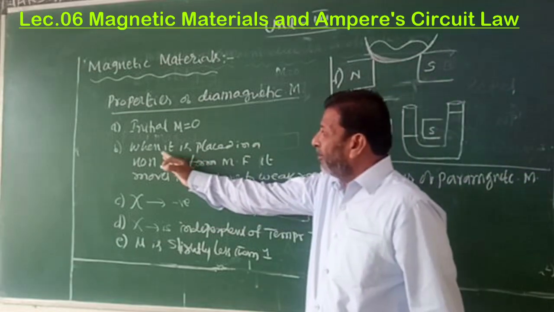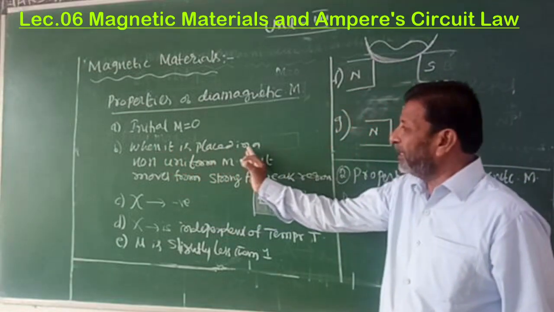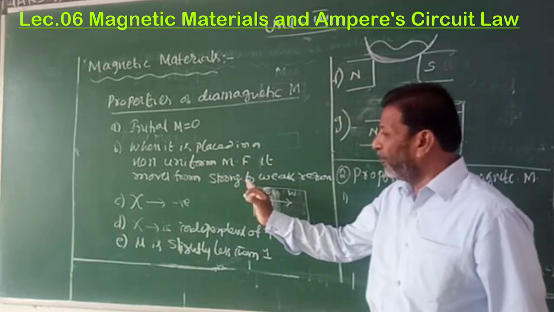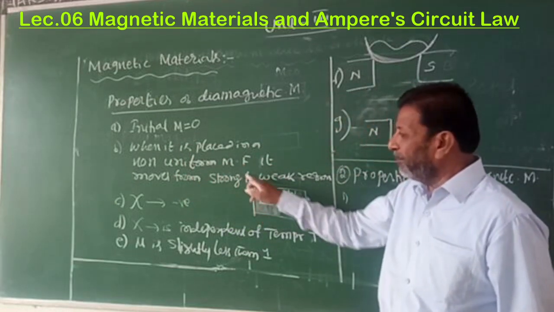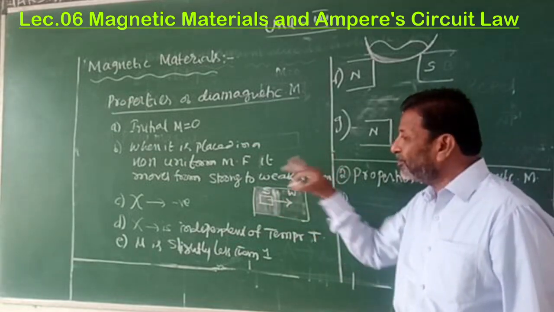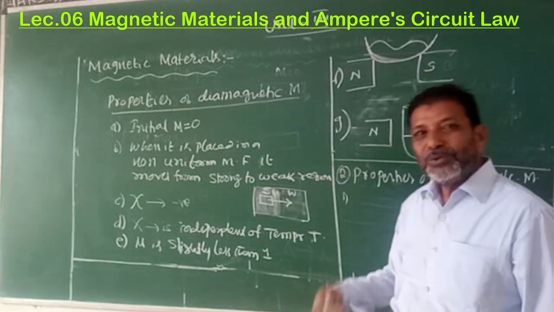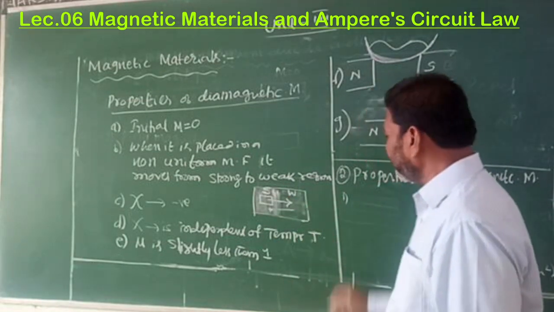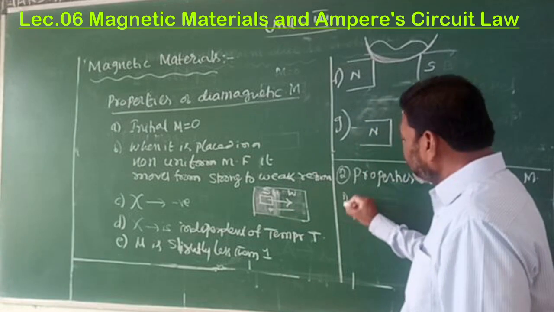When the paramagnetic material is placed in a non-uniform magnetic field, it moves from weak to strong, whereas the diamagnetic material moves from strong to weak. This thing, weak to strong. It moves in this direction. That is the second property.